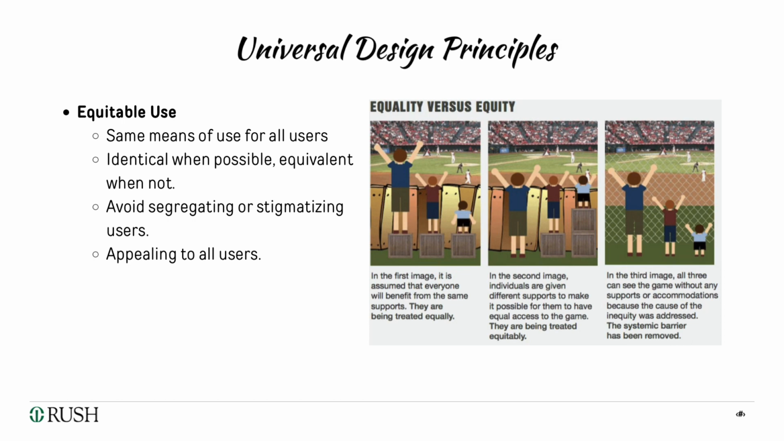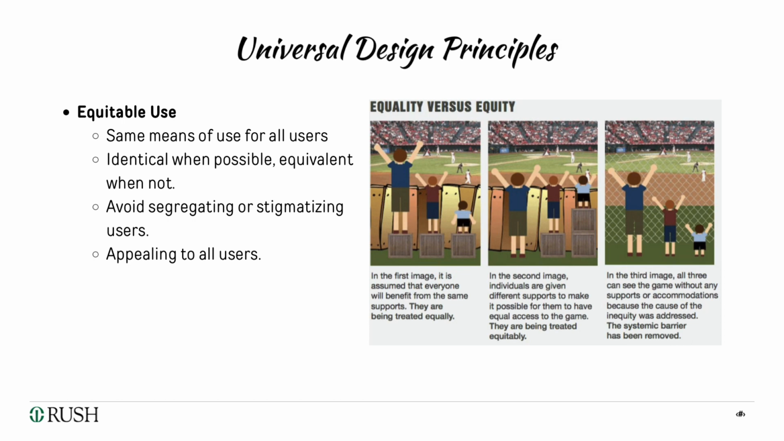So this principle urges us to design environments that do not segregate or stigmatize users based on their abilities, but rather fosters a sense of belonging and respect for everyone. Additionally, equitable use prompts us to create structures and spaces that appeal to a diverse range of preferences, ensuring that everyone feels welcomed and valued. By prioritizing equitable use in our designs, we can create environments that not only accommodate diverse needs, but also promote a more inclusive and accessible society for all.